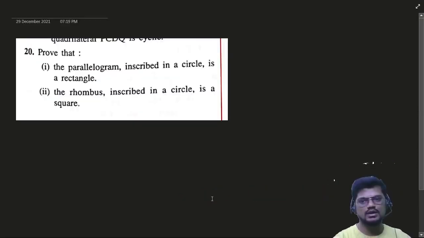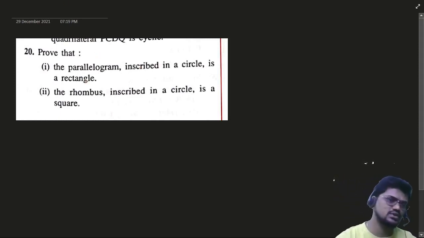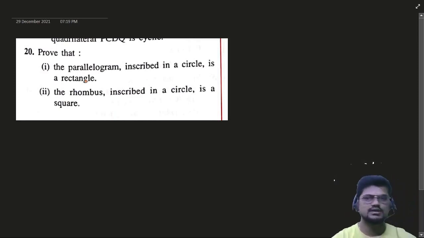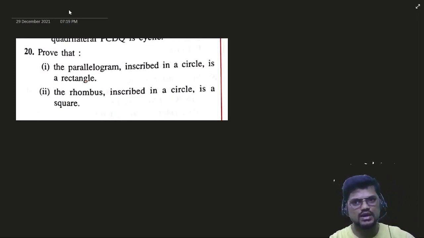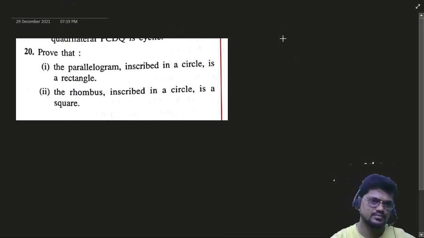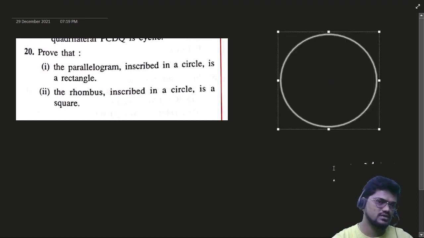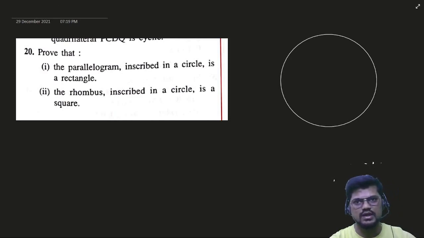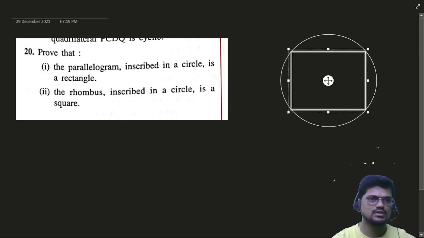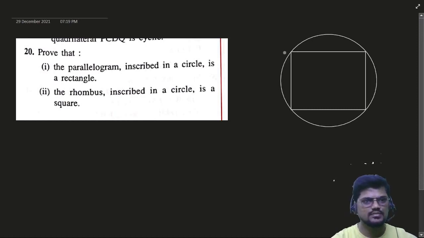Is that clear? Yeah. Now, the next question: a parallelogram inscribed in a circle is a rectangle. That's what you need to prove. Now, how can you prove it? See, whatever they are asking to prove is a rectangle, so draw a rectangle only. Okay, and consider it as a parallelogram, because a general parallelogram cannot be inscribed in a circle. Are you getting it? So let's consider that ABCD is a parallelogram.